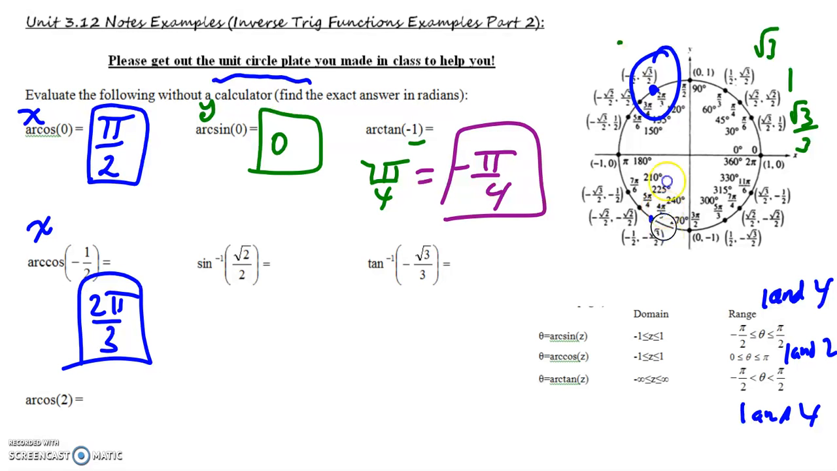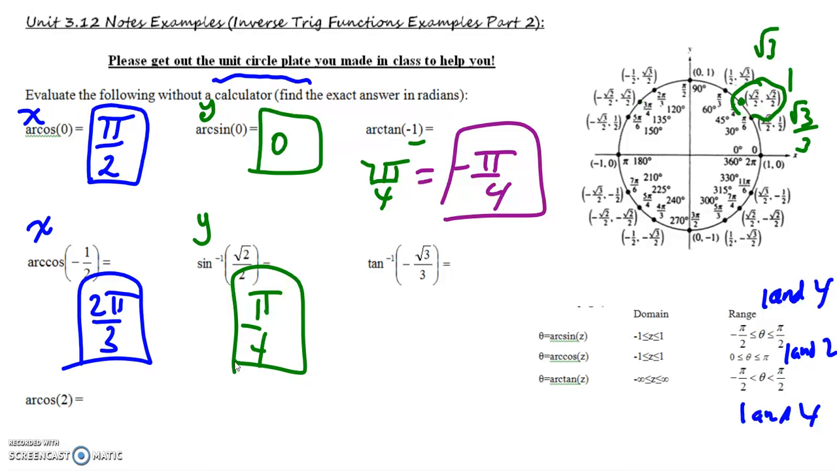The next example, the inverse sine of root 2 over 2. The ratio is root 2 over 2, and we're thinking y values because of sine. What angle or angles is the y value positive root 2 over 2? Well, positive root 2 over 2 here, as well as right here. Which one of these two is in the restrictions for arc sine? Well, quadrants 1 and 4, seems like this one is in the restrictions. So my answer would be just pi over 4.